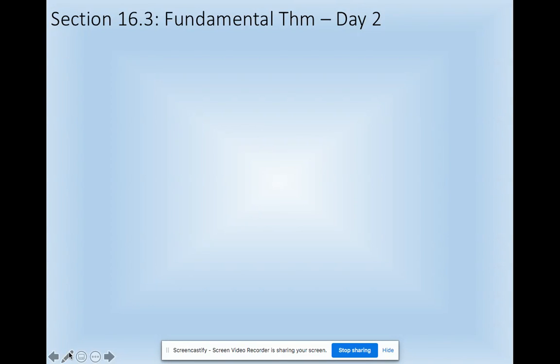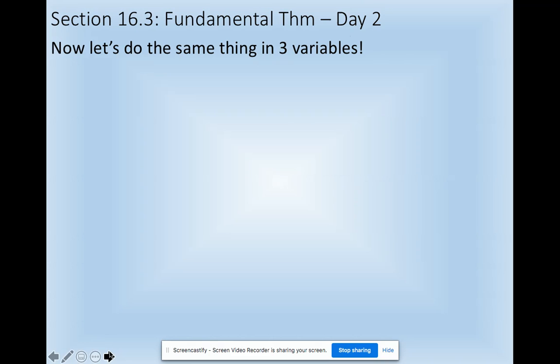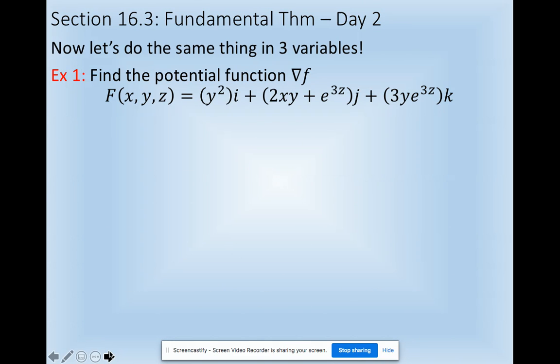Hey kids, let's do some more fundamental theorem with line integrals, except we're going to do it in 3 dimensions. Woot woot. 3 dimensions. Thanks, Mr. Getz. All right. So here we go. Find the potential.